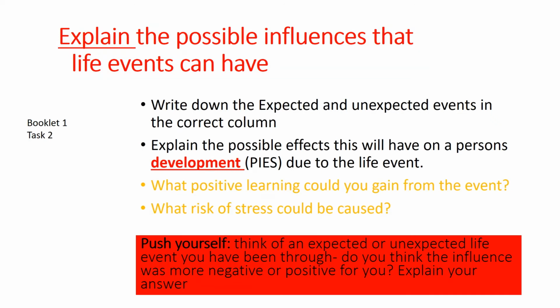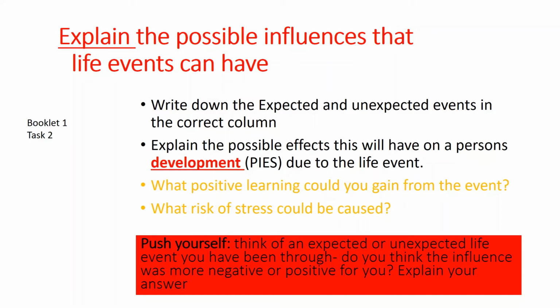What I would like you to do next, again, this is in your booklet. You need to explain how life events can be positive or how they can improve a person's life. So you're going to write down the expected and unexpected life events in the correct column, like you should have done already and uploaded that picture. What I want you to do then is explain the possible effects that it will have on a person's development.